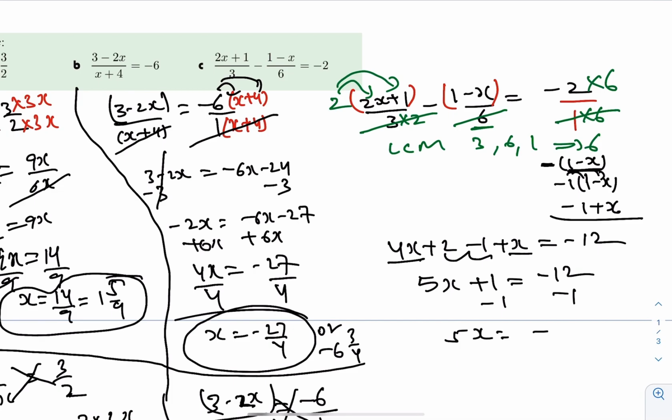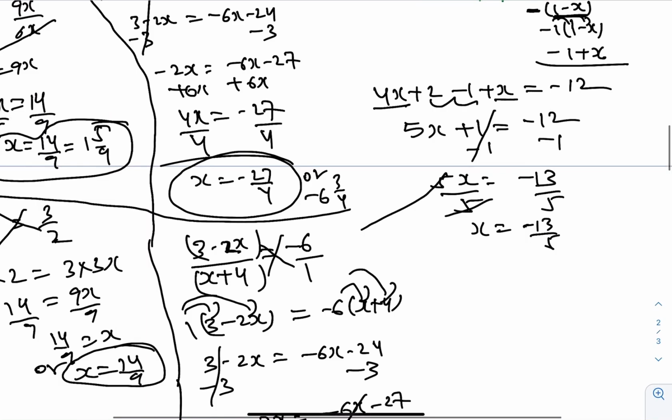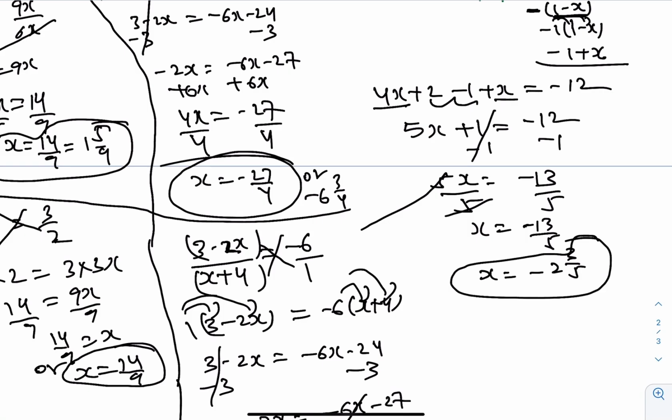So 5x is negative 13 and x, because you will divide both sides by 5, 5 and 5 got cancelled out. X is equal to negative 13 over 5. And you can change this into negative 2 3/5. And that's your final answer.